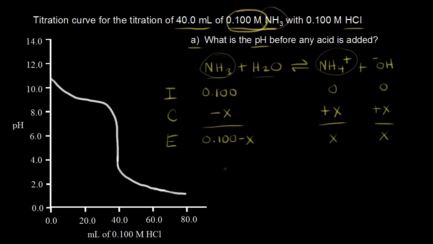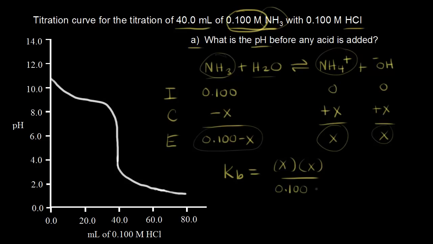Next, let's write our equilibrium expression. Since this is a base, we would write Kb, and we have the concentration of products over reactants, right? So for our products, we would have the concentration of ammonium, so that's X, times the concentration of hydroxide, which is also X, over the concentration of ammonia, which is 0.1 minus X. So make sure you've seen the video on weak base equilibrium before watching this one here.